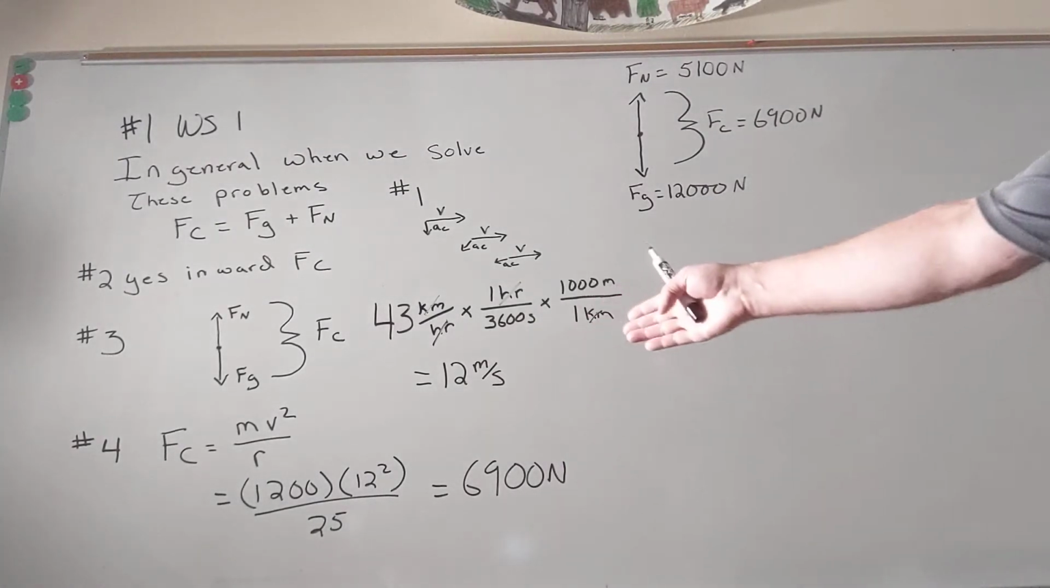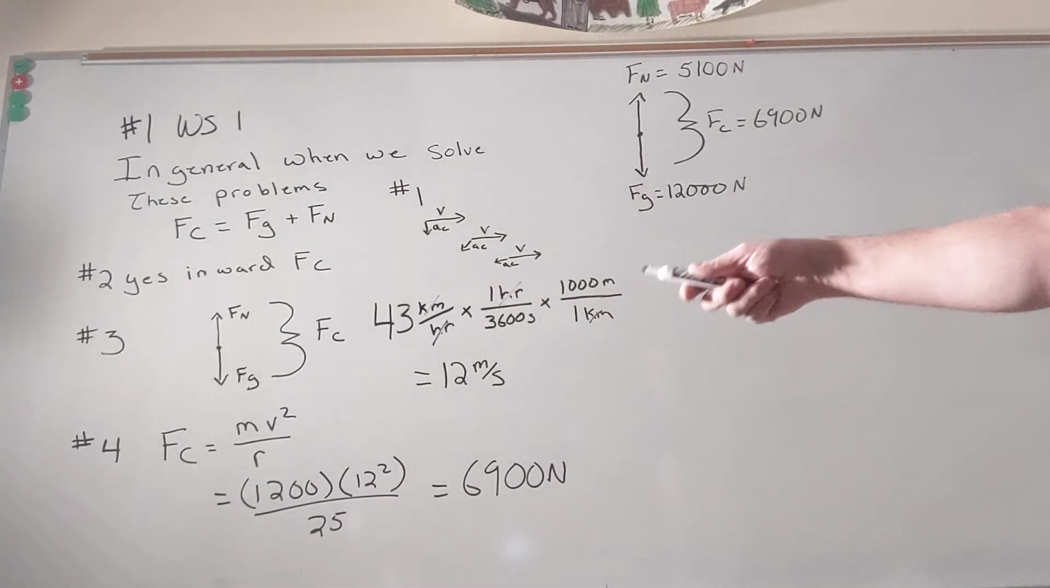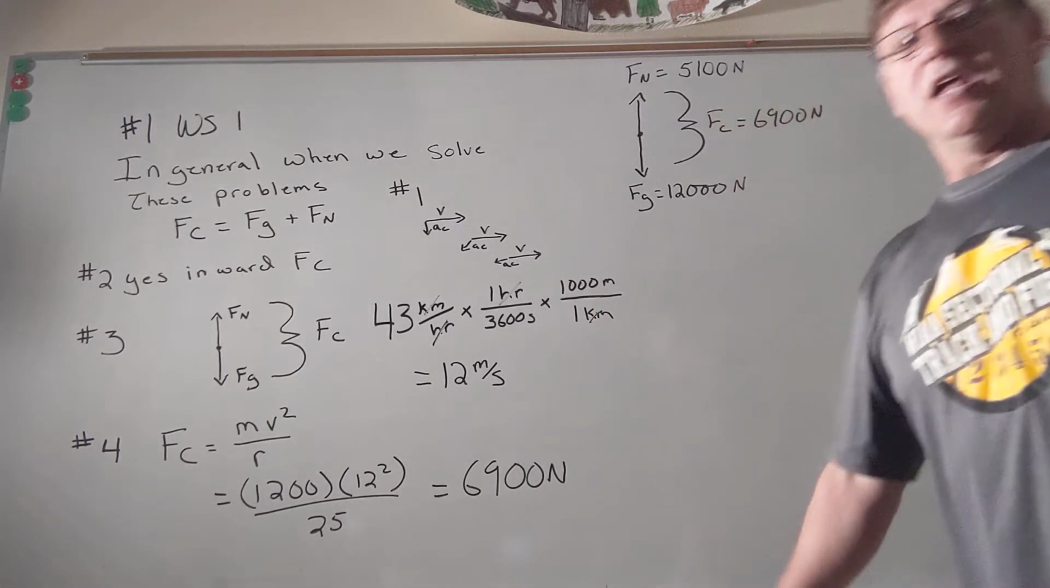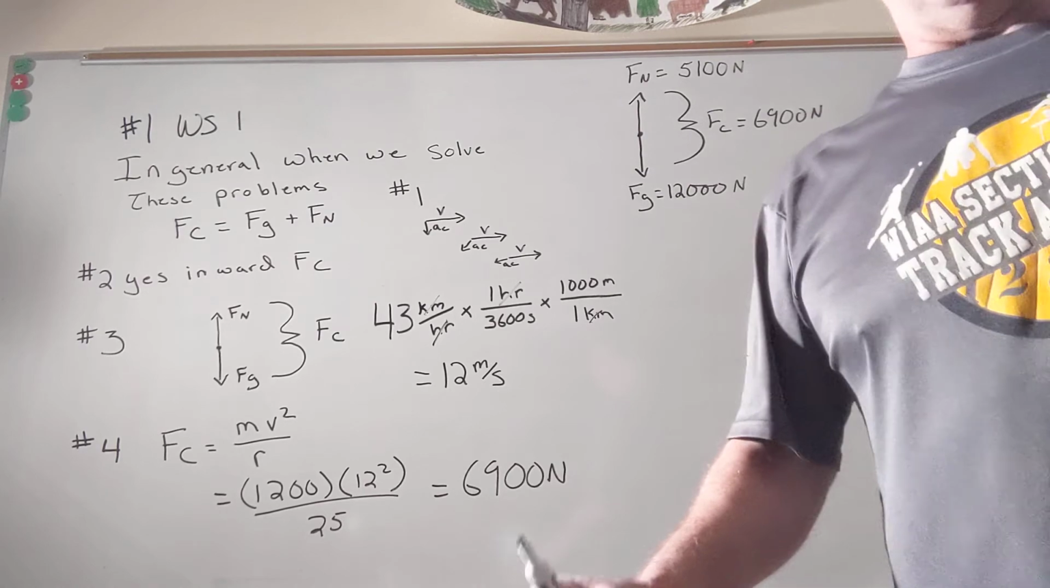Then it's just a matter of plugging it into the formula. 1,200 times 12 squared divided by 25, and we get 6,900 newtons. Now what does this mean though? This is the physics in the problem.